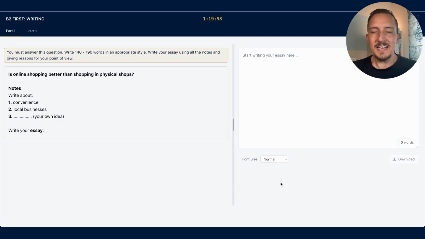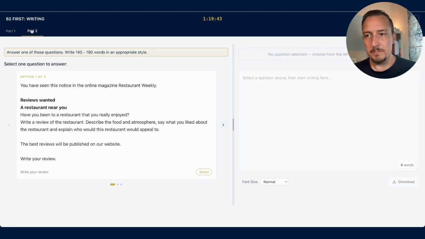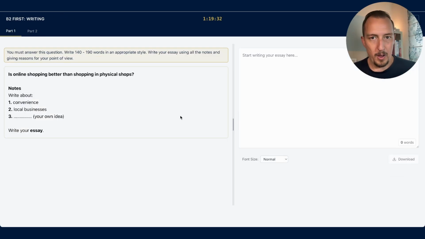Okay, so when we first enter the writing paper, this is what we'll see. We're currently in part 1. So we've got the exam question on the left-hand side, and we've got the box where we'll type our answer on the right-hand side. If we have a quick look at part 2, we have our 3 options. So when we come to part 2, we'll choose one of those and start writing our answer. But let's start with part 1.